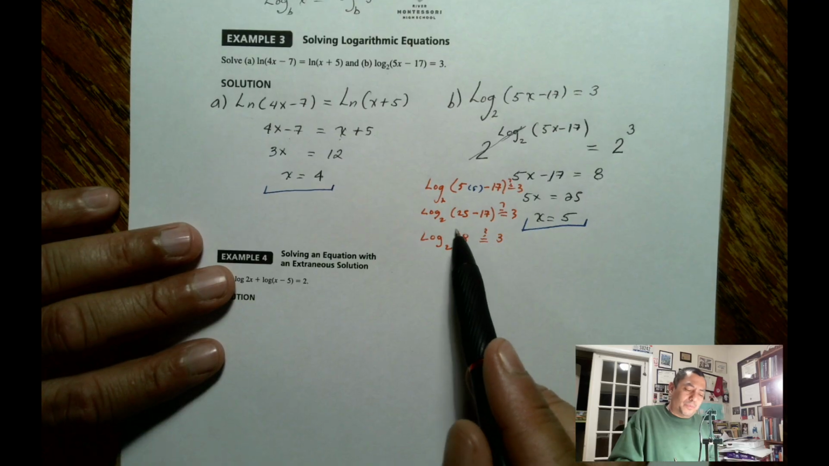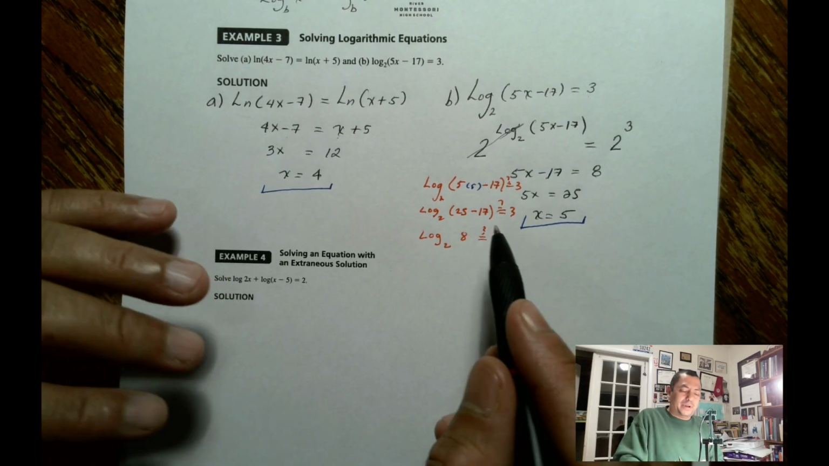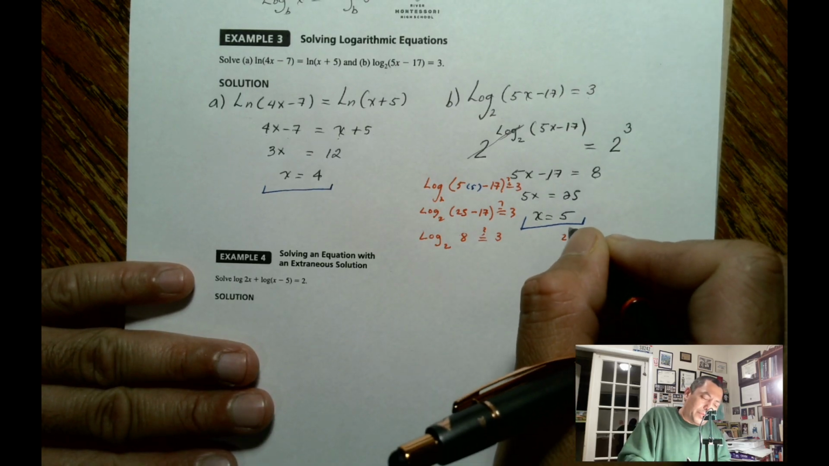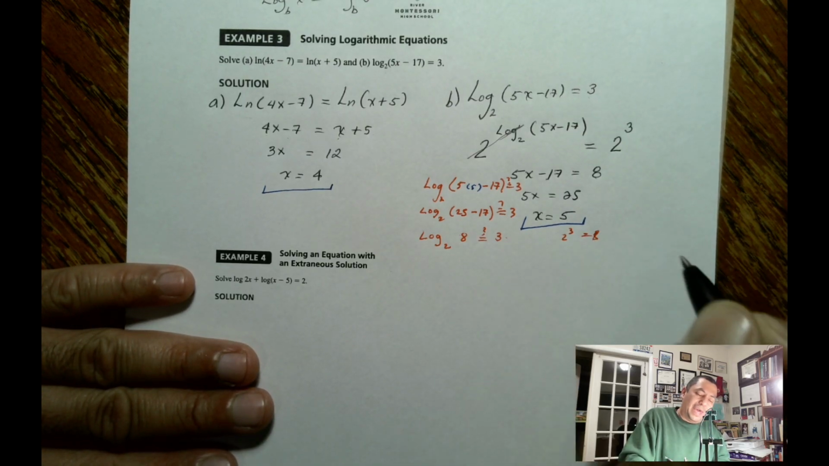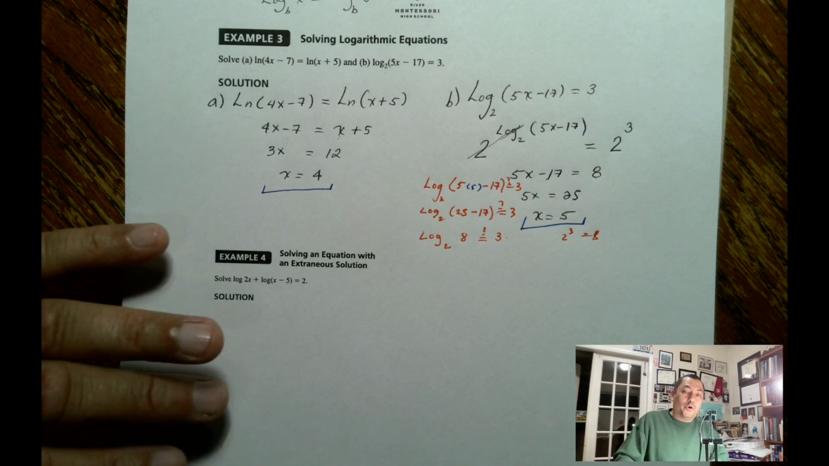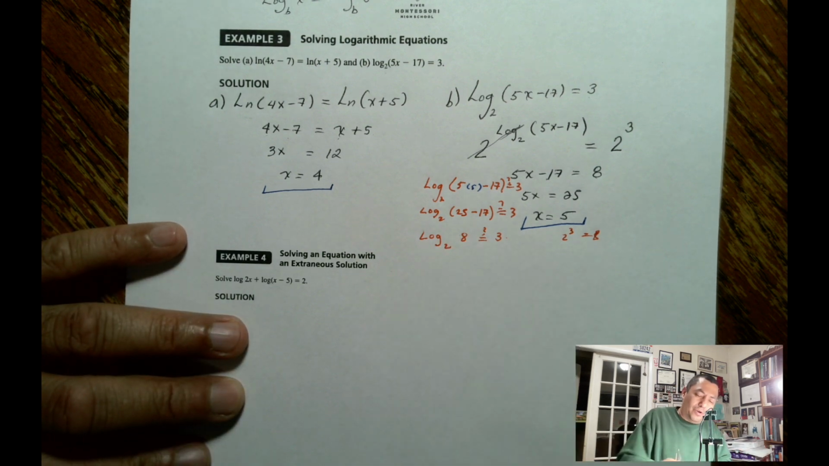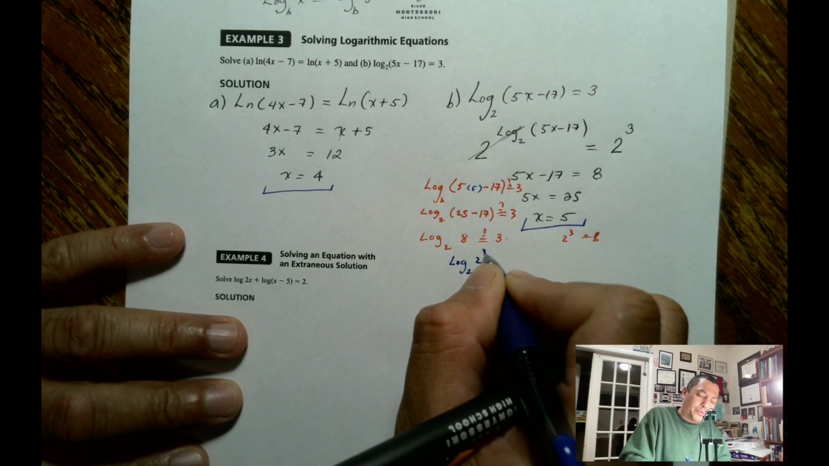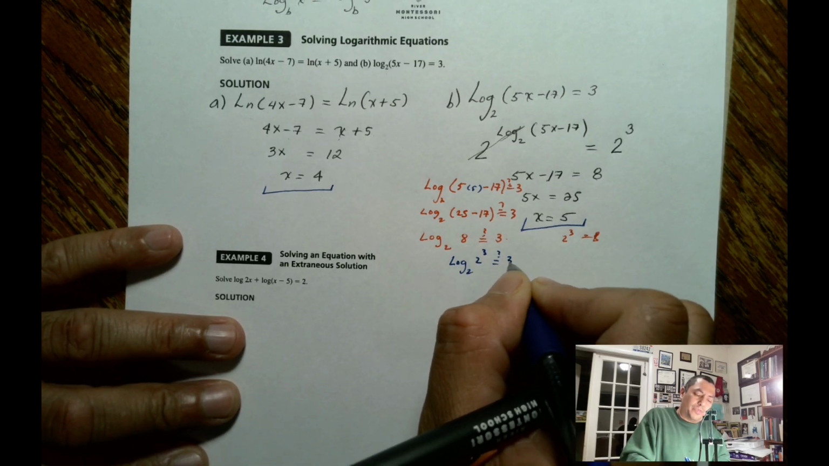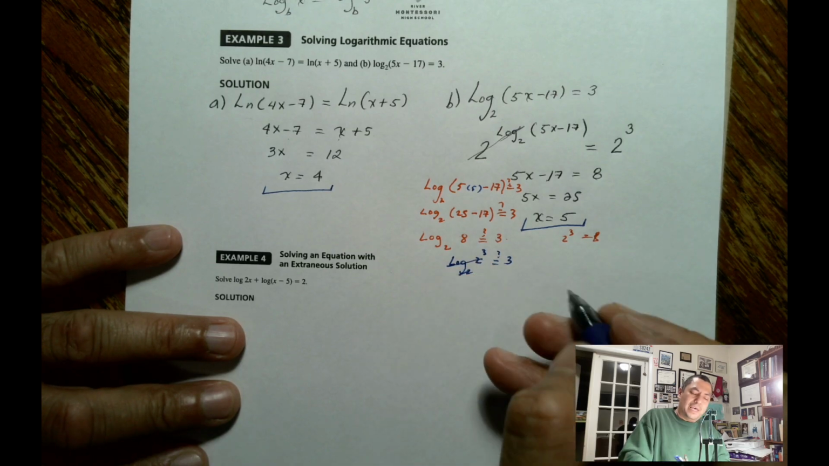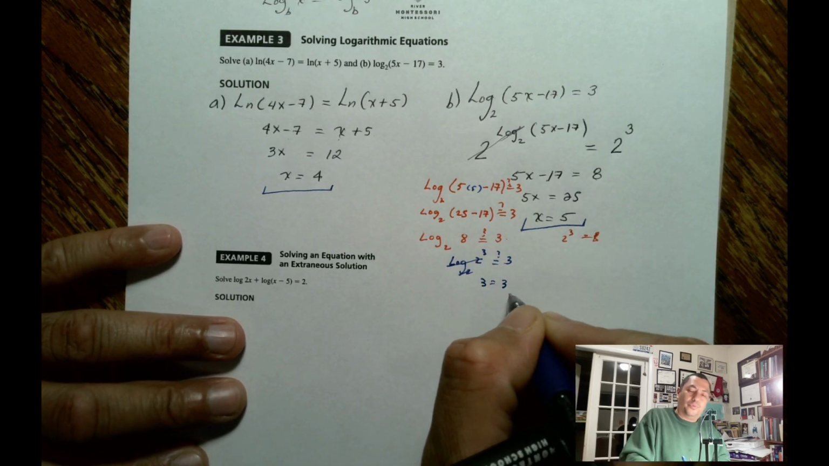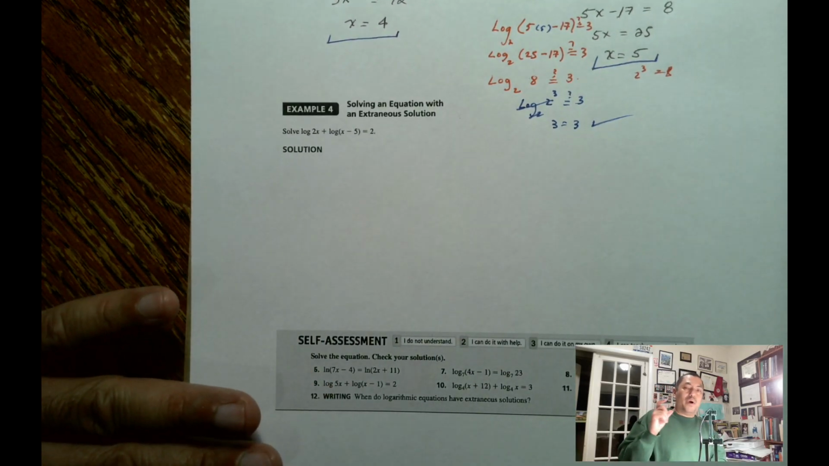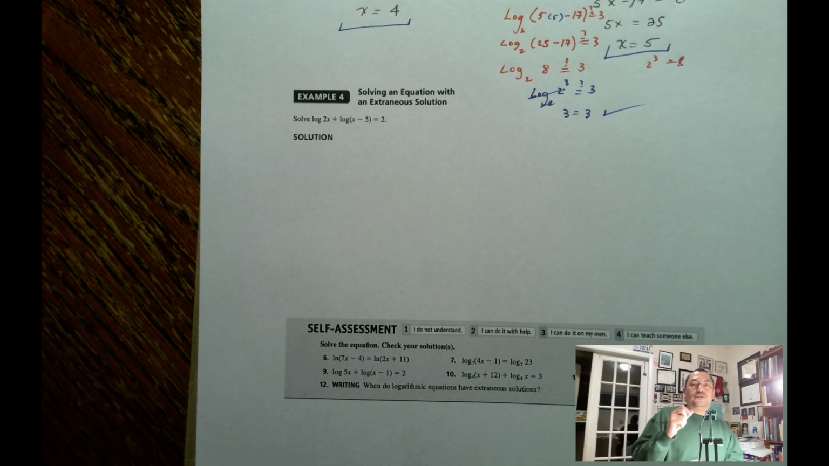In this case, we pretty much know that this answer is correct because the base 2 to the third power equals 8. And we're done. Or you can do this, look at this one. I'm going to use this blue one. Log base 2 of 2 to the third power equals 3. So these 2s cancel, and what I have is 3 equals 3. And the answer checks.